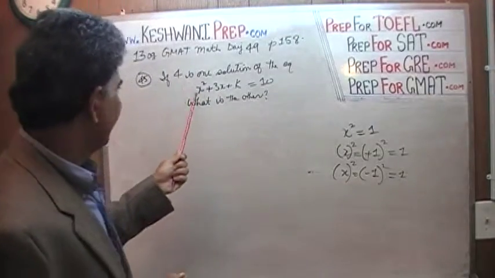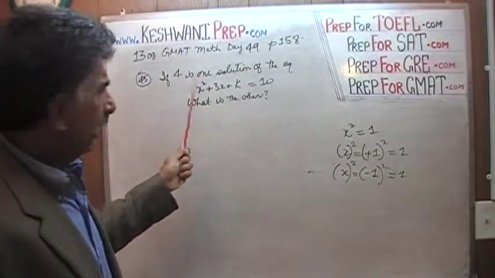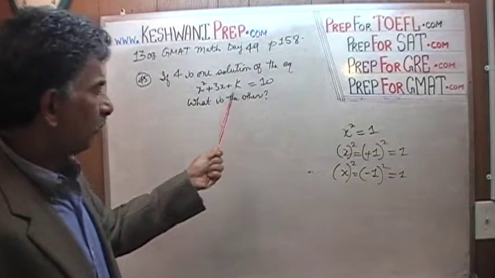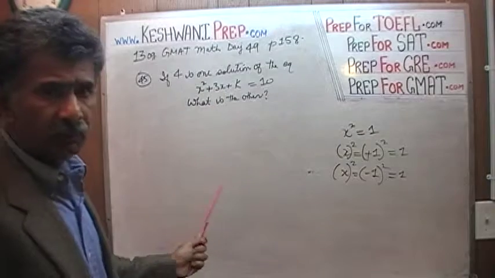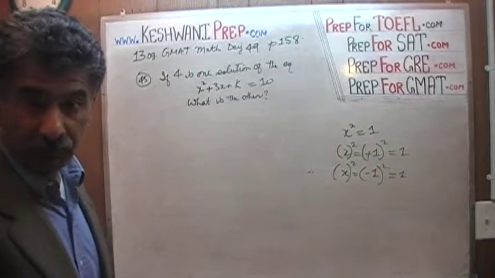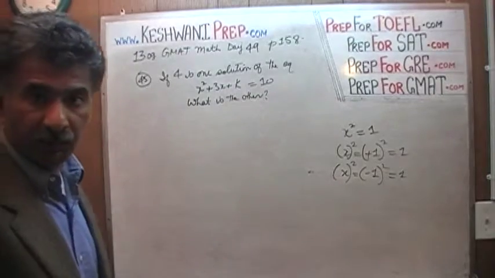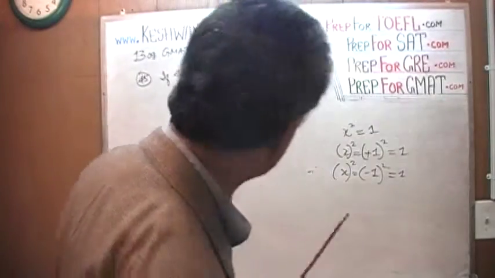We're going to replace all the x's with 4, and first find the value of k. Once we find k, we'll have a proper quadratic equation. We will solve it. At the very end, we will have two solutions, of which one will be worthless because we already know it's 4. Then we'll find the other one. That's the procedure. Let's get going.